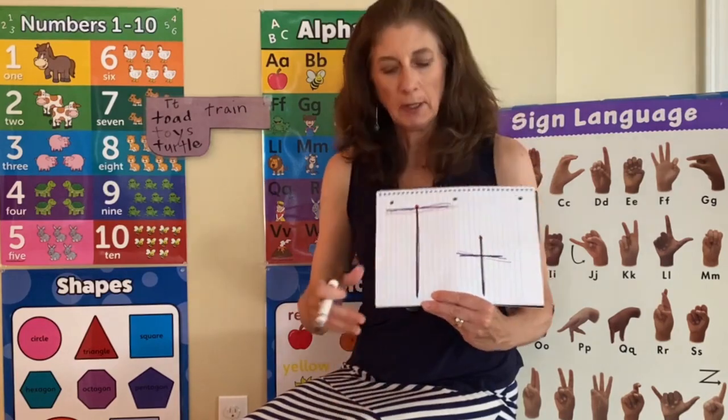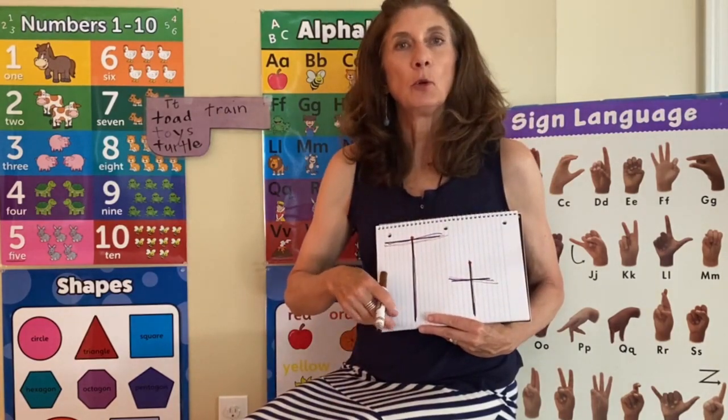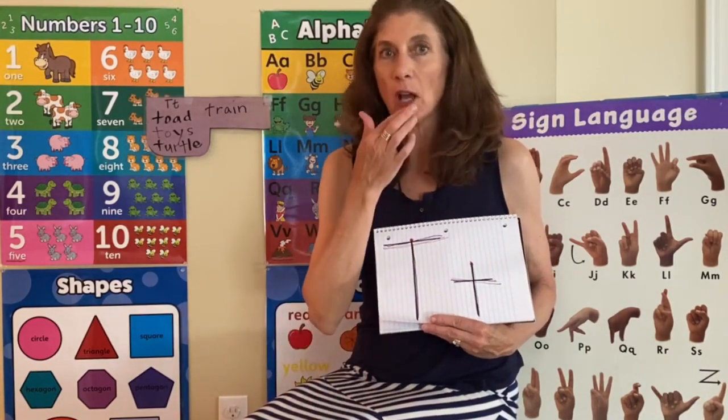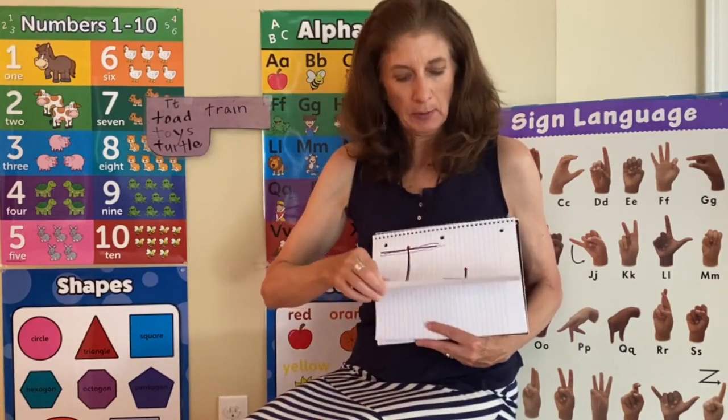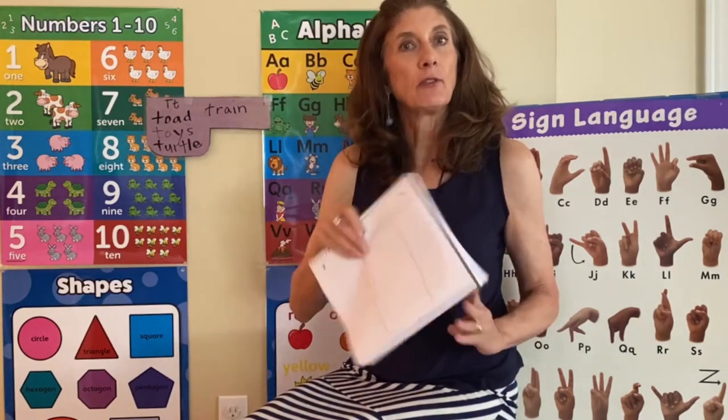Now we've rainbow written our letter T. You can do it a few more times if you like. You don't have to stop with just 3 colors. You can do as many as you like. Maybe all the colors of the rainbow.